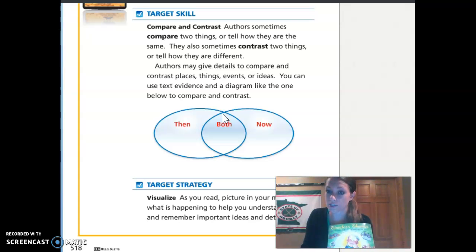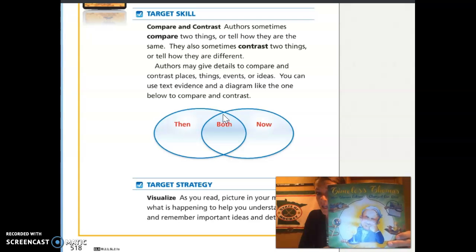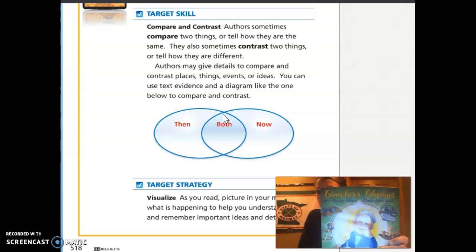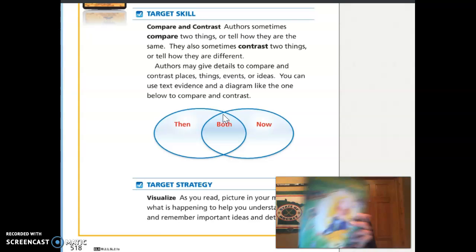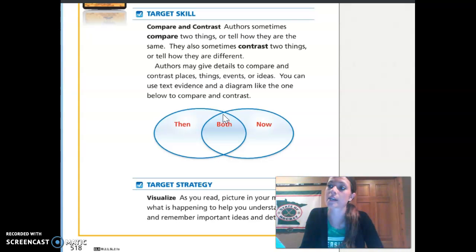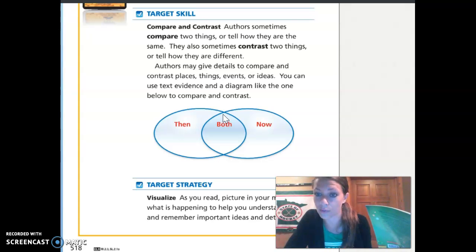Okay, so the one you read yesterday was Now and Ben. The one you were reading today is Timeless Thomas. Okay, it's how Thomas Edison changed our lives. Okay, so go ahead and pause this video so that you can make the Venn diagram in your reading notebook.